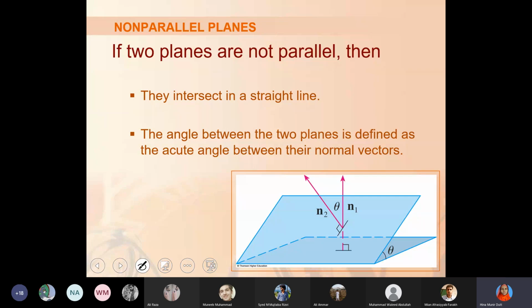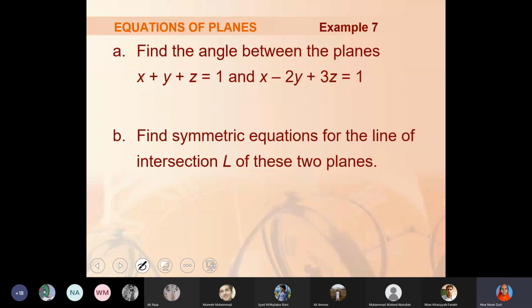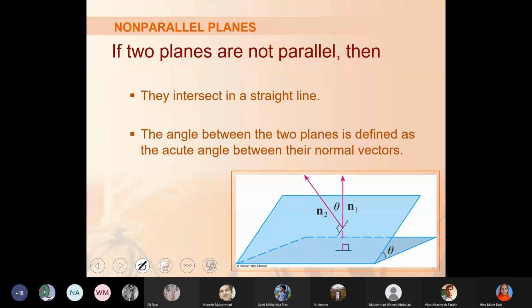So how to find the angle between the two planes? It is the angle between their normal vectors, and finding the angle between two vectors is very easy. We take the dot product, simply n1 dot n2, and find the value.